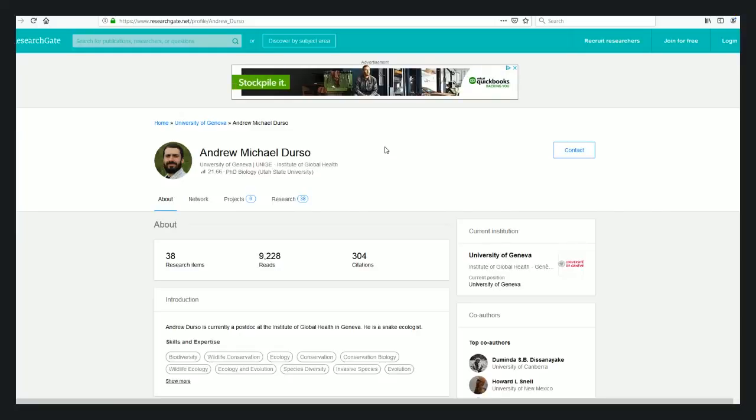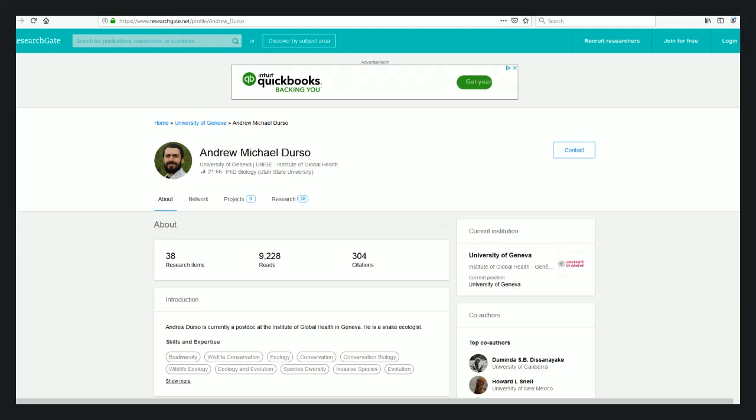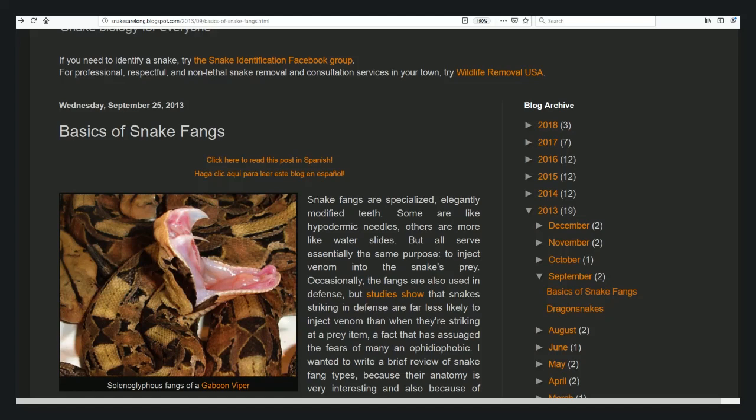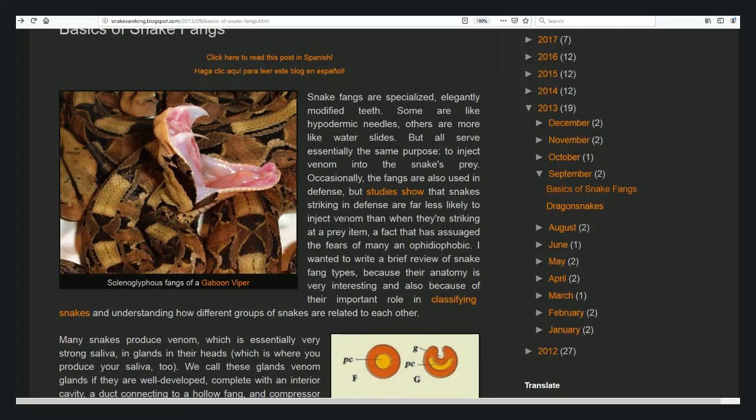And so we know very well how those proteins evolved. We don't know as well at the chemical level how snake fangs evolved, but I'm going to show you some really nice morphological work on fangs, which will give you a really good idea as to what exactly is going on here. So this is biologist Andrew Dorso. He works at the University of Geneva, and he got his PhD at Utah State University, and he has a really cool blog about snakes. He studies snakes. Obviously this is not the primary literature, but he does a really good summary of the primary literature.